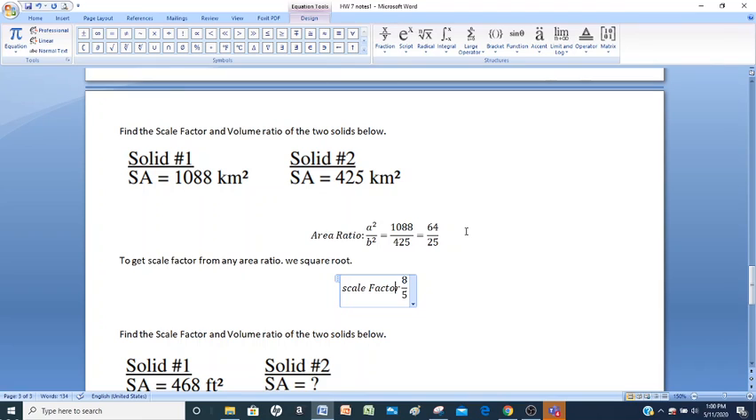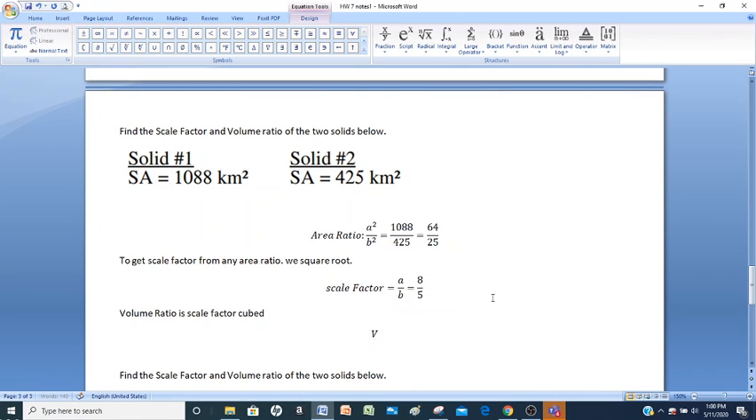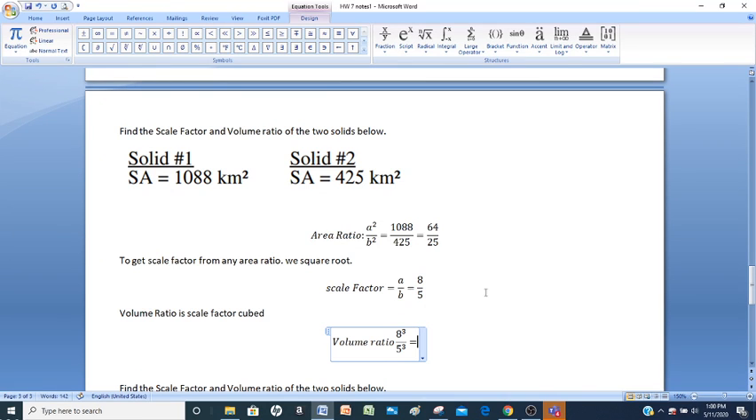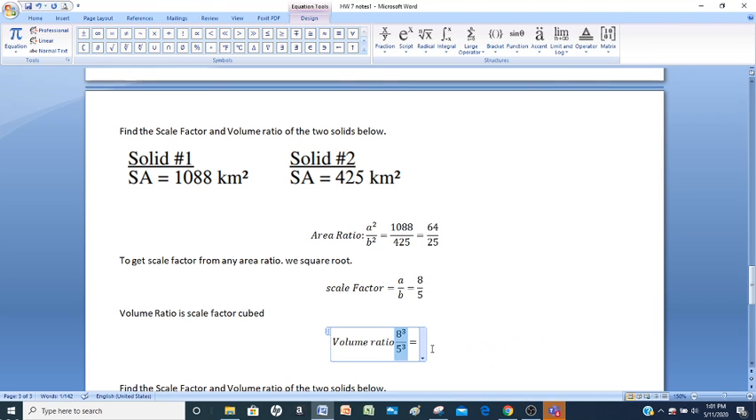And the cool thing about this is, now that I know my scale factor, which is usually A over B, now I can find my volume ratio. For our volume ratio, remember, all we have to do is just cube it. Scale factor cubed. So 8 cubed over 5 cubed. And again, I am going to put this in my calculator to make my life easier. And I care about the fraction, 512 over 125. And that's it.